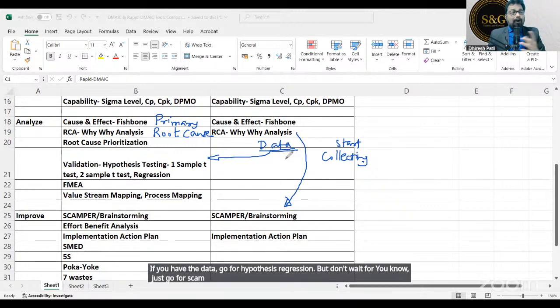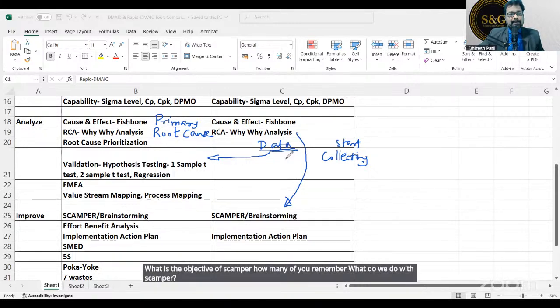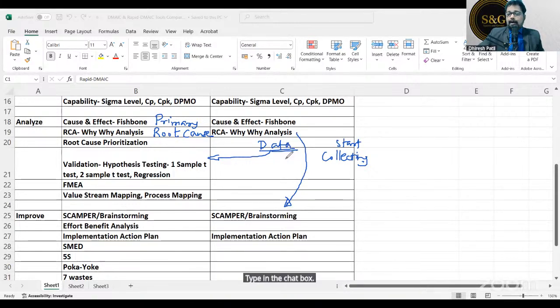And what is the role of SCAMPER? What is the objective of SCAMPER? How many of you remember? What do we do with SCAMPER? Type in the chat box. What is the objective of SCAMPER? What is the main purpose of doing SCAMPER?